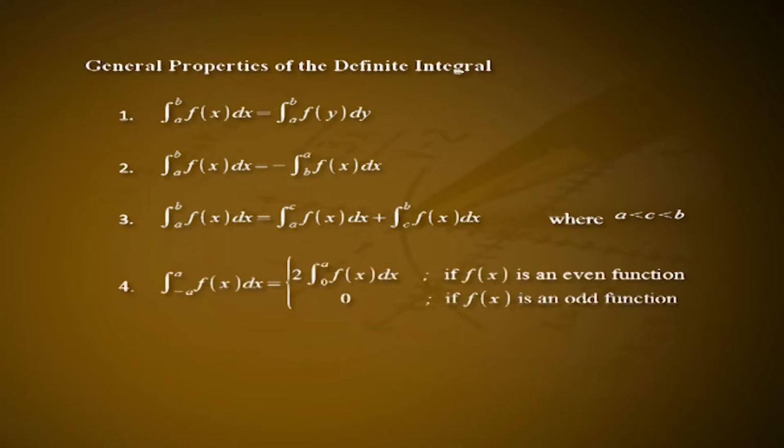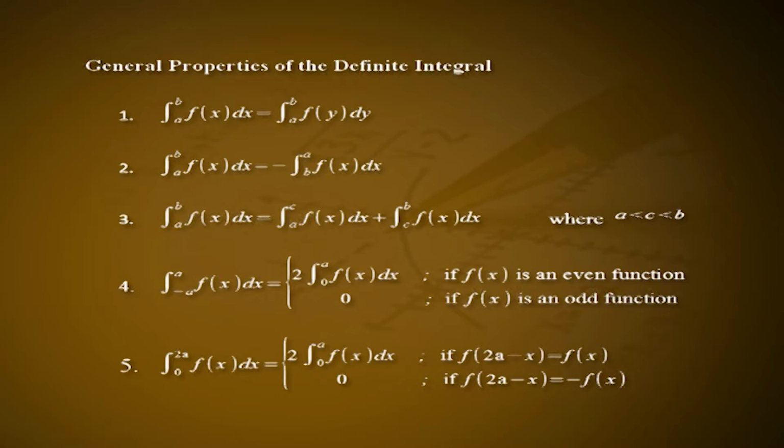where a is less than c is less than b. Fourth one, integral from -a to a f(x) dx is equal to 2 times integral from 0 to a f(x) dx if f(x) is an even function, and equal to 0 if f(x) is an odd function. Fifth one, integral from 0 to 2a f(x) dx is equal to 2 times integral from 0 to a f(x) dx if f(2a - x) is equal to f(x), and equal to 0 if f(2a - x) is equal to -f(x).